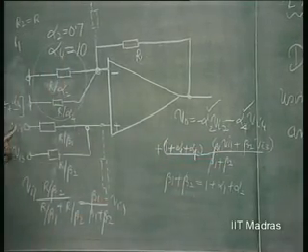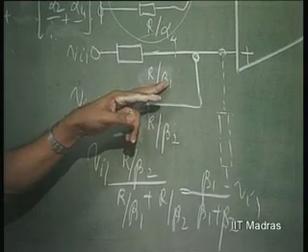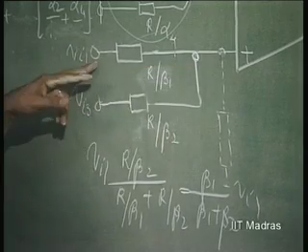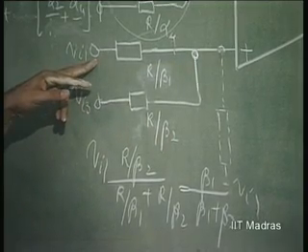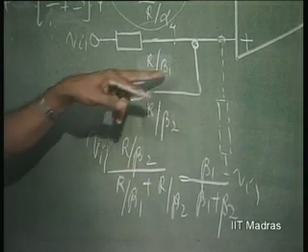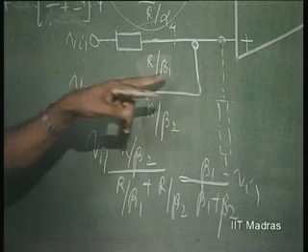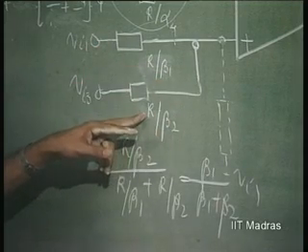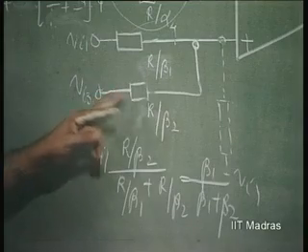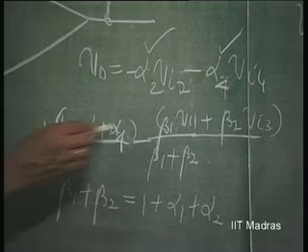An easy way to remember is, if this is a conductance which is beta 1 into G, and this is a conductance which is beta 2 into G, it is the conductance connected to that voltage divided by the sum of all conductances. So, beta 1 G divided by beta 1 G plus beta 2 G. This voltage is beta 2 G divided by beta 2 G plus beta 1 G, that is all. So, that is the output.